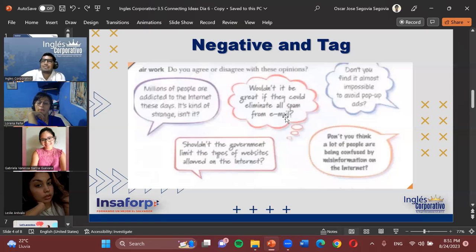The other thing is, with negatives, you can start talking about imaginary things. That is the other thing that you can do with negative questions. You can talk about imaginary things, things that are not available right now, or at least not to your knowledge, but that you wish existed.